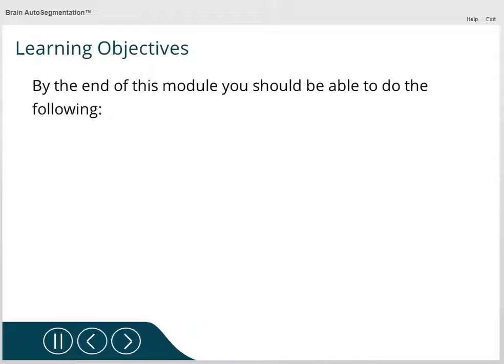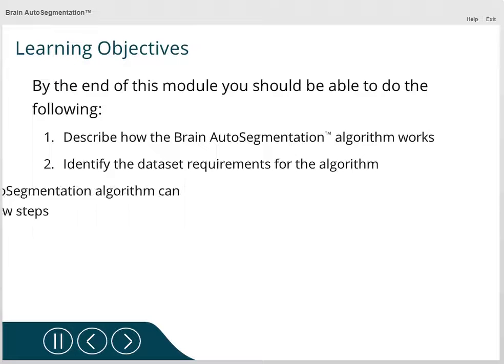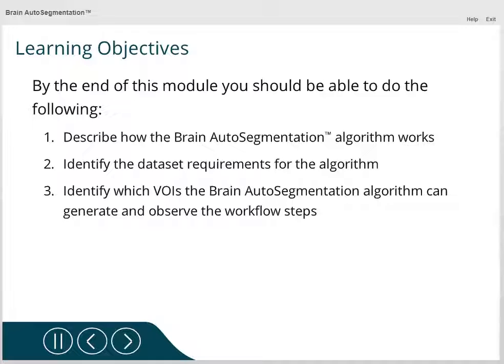By the end of this module, you should be able to do the following. Describe how the brain auto-segmentation algorithm works. Identify the dataset requirements for the algorithm. Identify which VOIs the brain auto-segmentation algorithm can generate and observe the workflow steps.